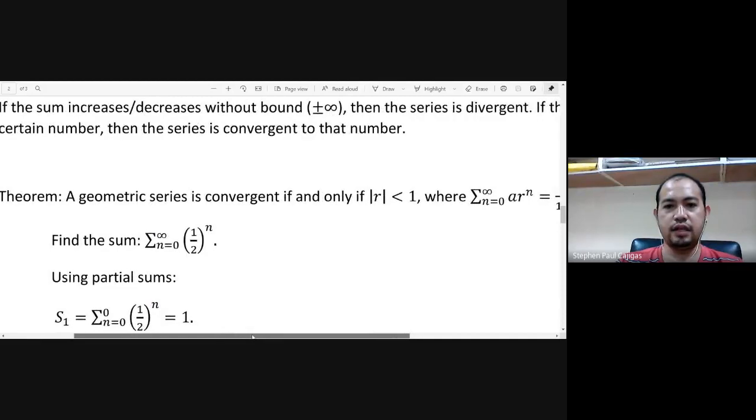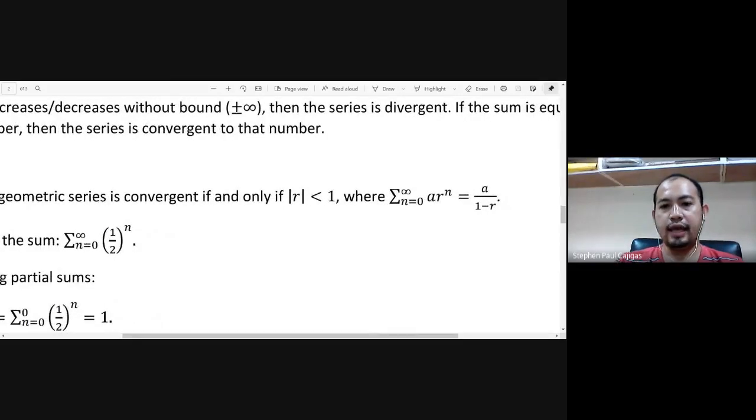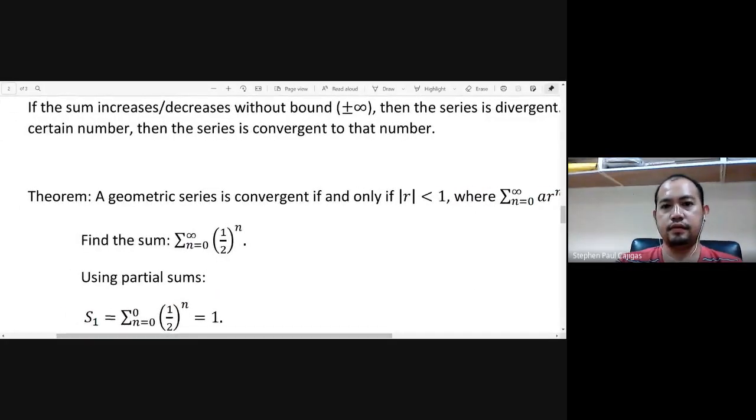So the theorem here states that a geometric series is convergent if and only if the absolute value of our R, the common ratio, is less than 1, meaning R can be positive or negative. And the sum is equal to A over 1 minus R. So basically what you need to determine here is what is the R. Once you are able to determine the R, check if the absolute value is less than 1. If yes, then you can use this formula to find the sum.